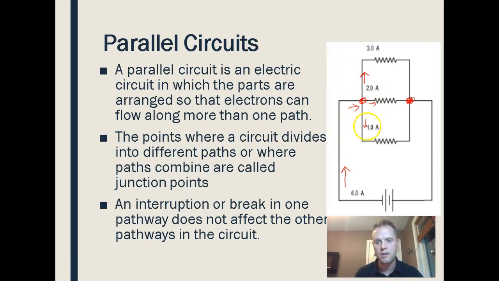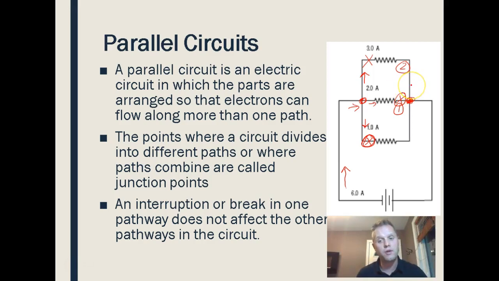Now, the interesting thing about parallel circuits is if we wire stuff this way, if I break this path right here, the electrons still have two other options to take. I can even snip this path here, and the electrons will still be able to flow down the middle path. It's only if I snip the three paths that the lights and the electricity would stop flowing.